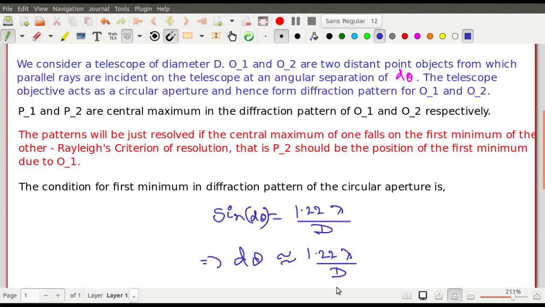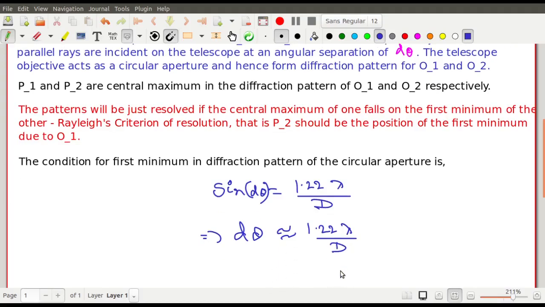Right? So d theta equals 1.22 lambda by capital D. You understand it very well. It's just the circular aperture condition. The next one was 2.233 lambda by capital D. This was the condition of the second minima. In my treatment of circular aperture I have circled this, and I have said that this will be used.